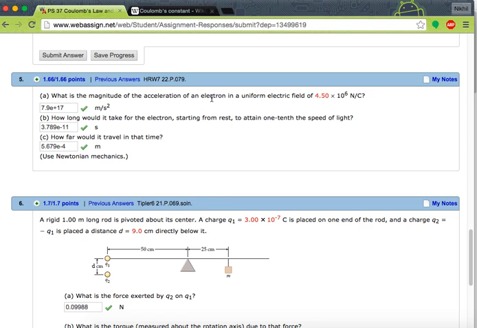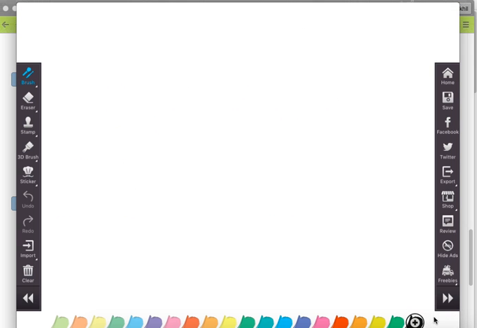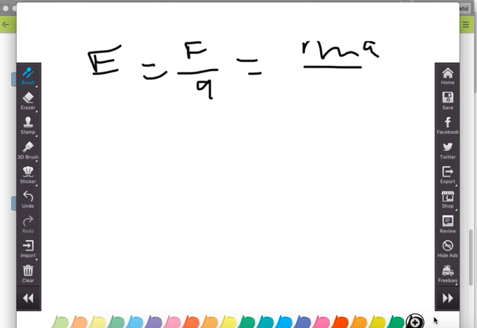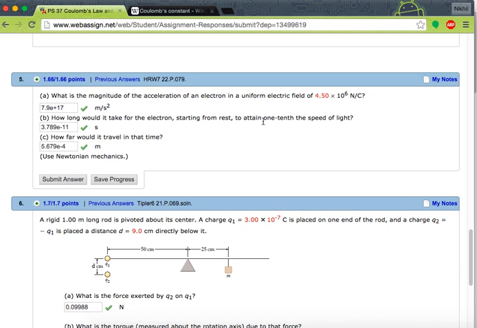What is the magnitude of an acceleration of an electron in a uniform electric field of that magnitude? So let us go back to here. So we will use the formula again. E equals F over Q, and F equals MA. Oh yeah, vector hats on all of these on your tests. Otherwise, you'll get bad points. And then it gives us this.